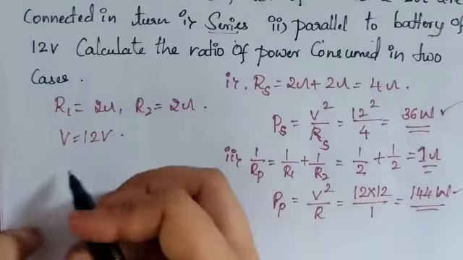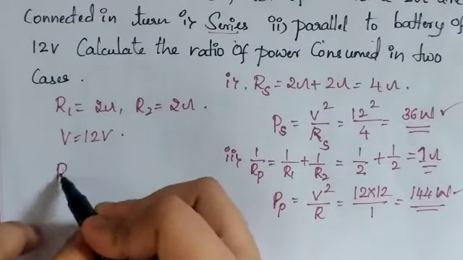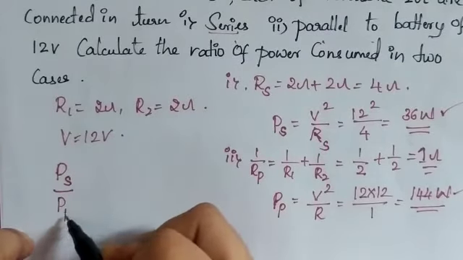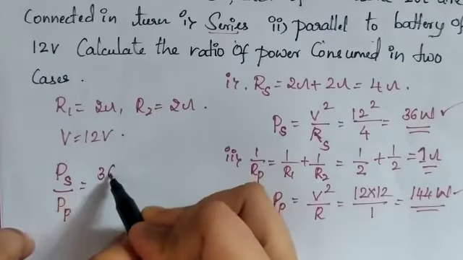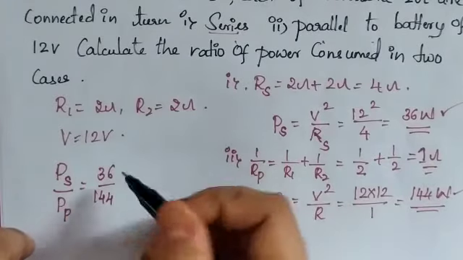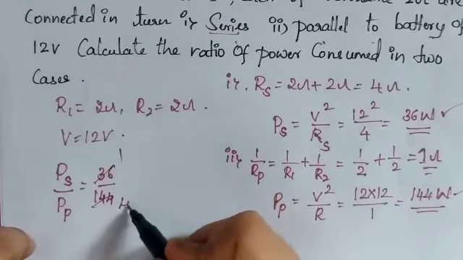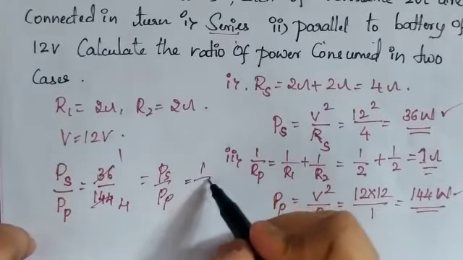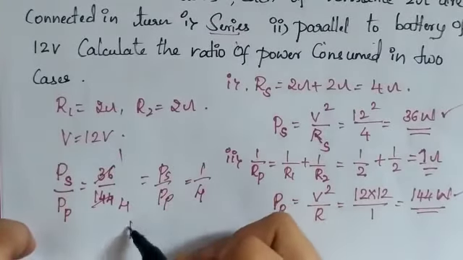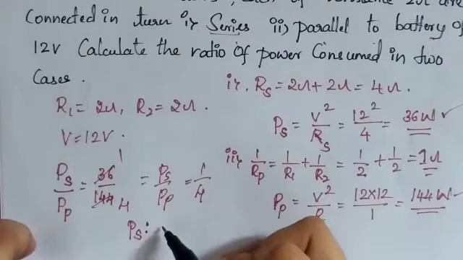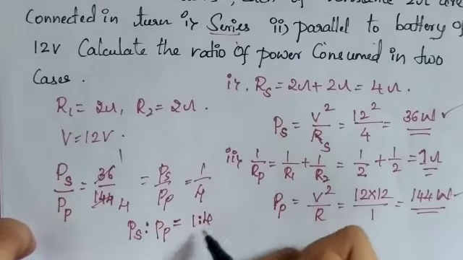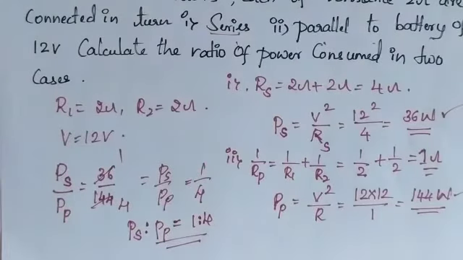Now we have to find the ratio here. So the ratio of power when connected in series divided by power connected in parallel. 36 divided by 144. If I divide it, it is 1 by 4. So PS divided by PP equals 1 by 4, or in the case of ratio I can write PS is to PP equals 1 is to 4. This is the ratio of power consumed in the two cases.